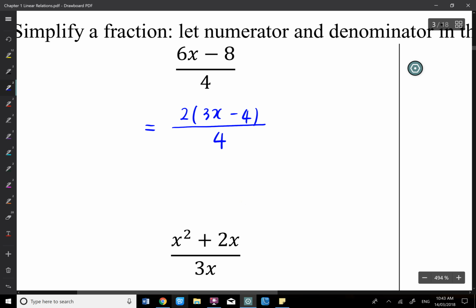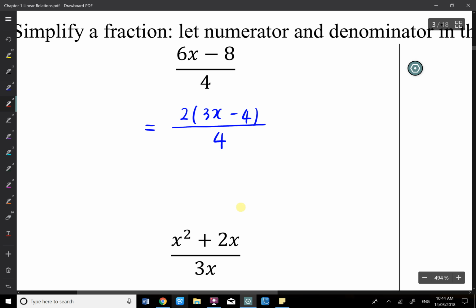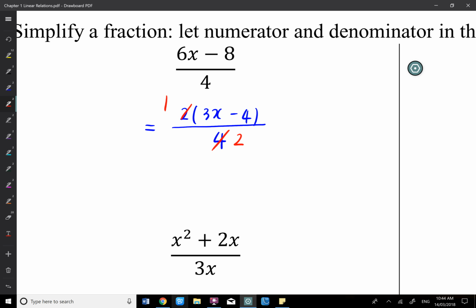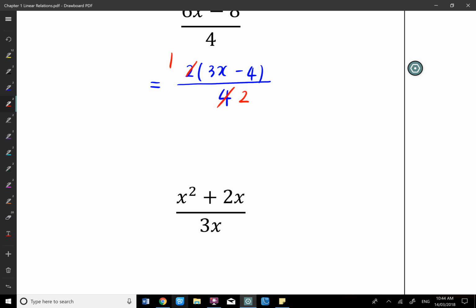Wait, why did you factor? Because I want to see what they have in common, what they all contain. They all contain a 2, which means I can divide the 2 from both top and bottom, not a 4. 4 is not enough, so we don't have 4 on top. So what I can do is simplify those 2, because that 2 I took out is in both the 6x and the 8. So that's why I can cancel it from that stage, not at the very beginning.